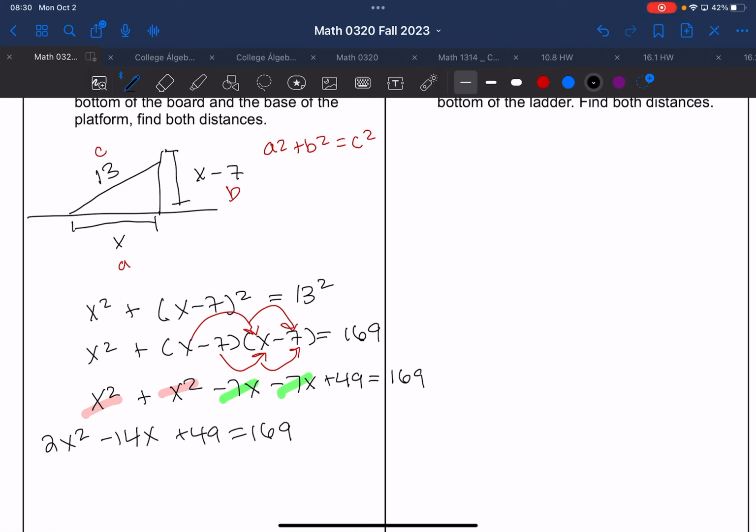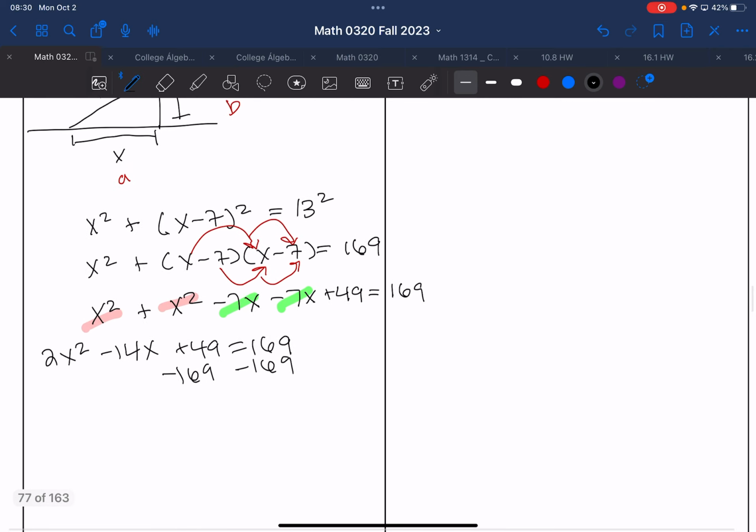I want my quadratic equation to look like standard form, and in standard form, I have it equal to 0. So what do I need to do to that 169? Not add it, because it's already positive. Subtract it. We're going to move it over to the other side by subtracting that 169. So when we do that, we have 2x squared minus 14x minus 120 equals 0.